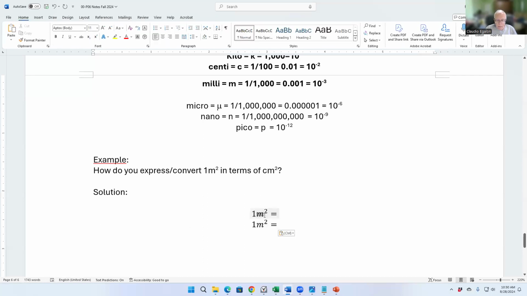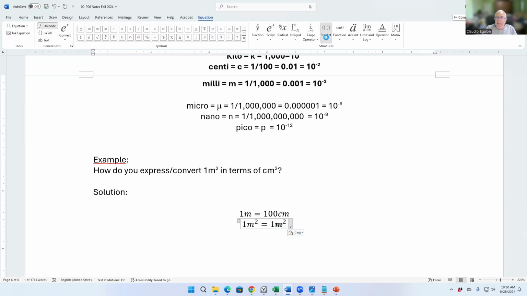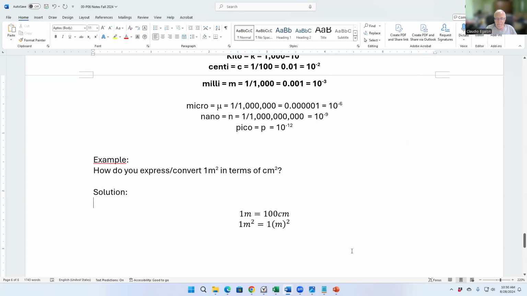Okay. If it were just 1 meter, you already know, right? If you want to convert 1 meter to centimeters, by straightforward definition it is 100 centimeters, right? That's the definition. Now, 1 meter square, how can it be written down? It can be written down in terms of the meter alone squared, like that.